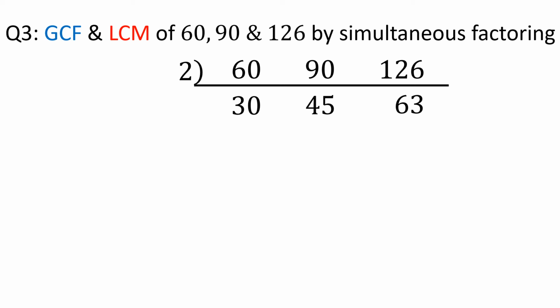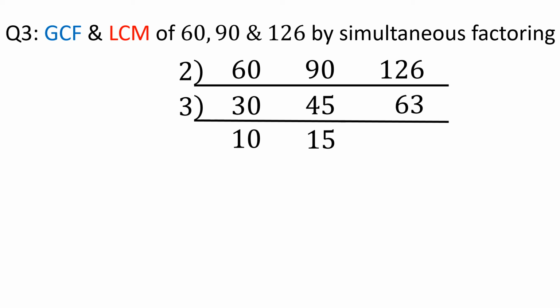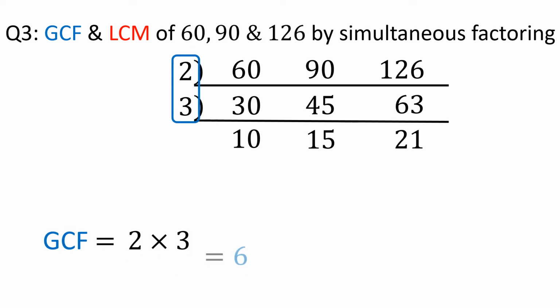We have 30, 45, and 63. They all can be divided by 3. 30 divided by 3 is 10. 45 divided by 3 is 15. And 63 divided by 3 is 21. We now have 10, 15, and 21, but there is no more common factor for all three. So GCF is 2 times 3, which is 6.